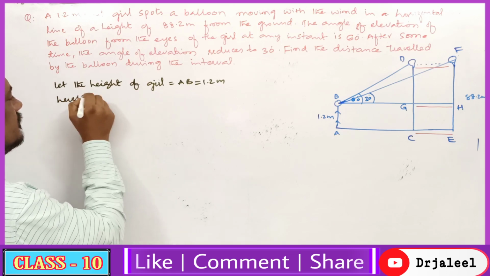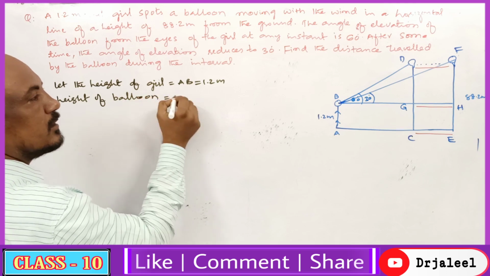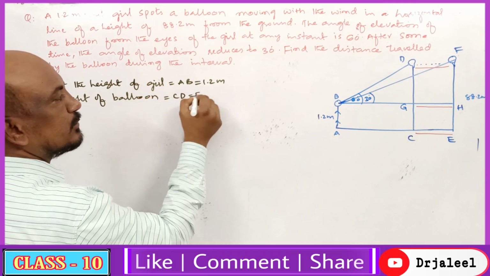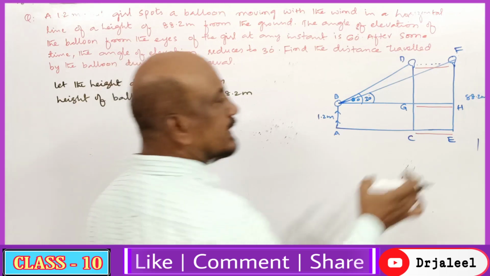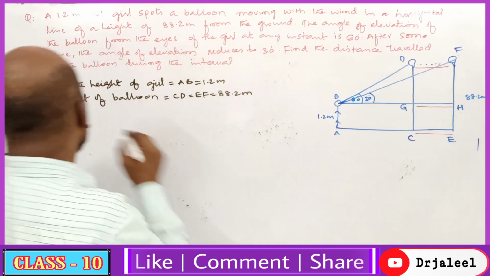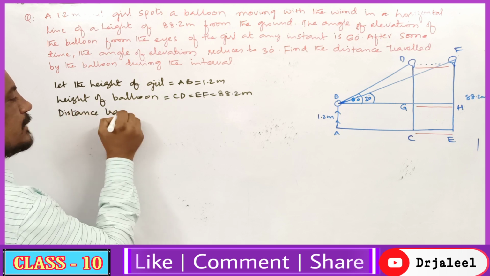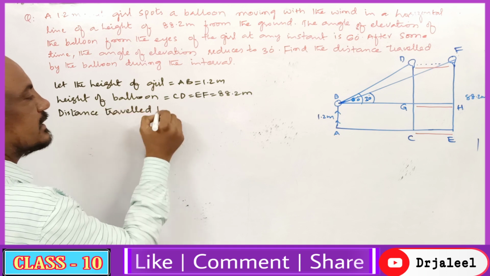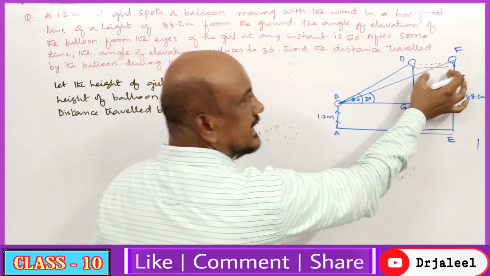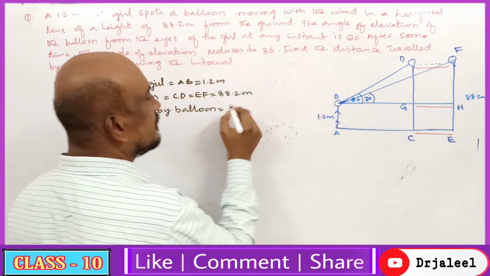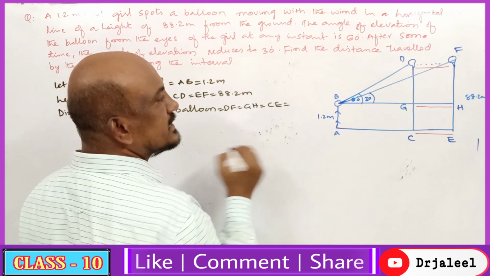Height of the balloon from the ground: CD is equal to EF, which is 88.2 meters, as given. What is the distance that the balloon travelled? Distance travelled by the balloon is equal to DF, or GH, or CE. DF is equal to GH, which is equal to CE. How much is it? We don't know.